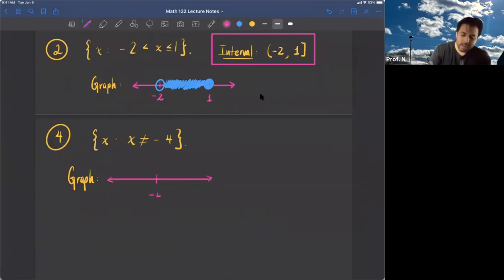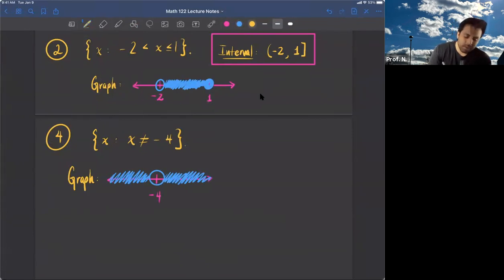Number 4 says all the x values are everything except for -4. X cannot equal -4. That's the only one that it can't equal. So if x cannot equal -4, but it could equal everything else, it's implied when I say that that x could be anything else except for -4. So that's going to be my graph.